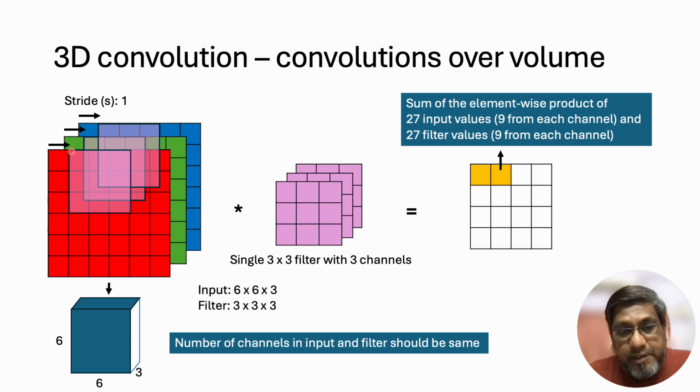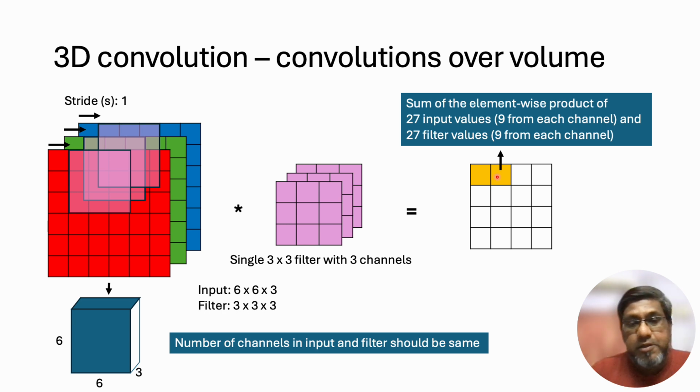So the red channel pixels within the window, we have 9 such pixels within that window. Those 9 pixels are multiplied with the first channel of the filter, and similarly the 9 pixels of the green channel are multiplied with the 9 elements of the second channel of the filter, and the 9 pixels of the third channel, which is the blue channel, are multiplied with the 9 elements of the third channel of the filter. And these element by element products, which will result in 27 numbers, will all be added together to get the second pixel value for the output image.